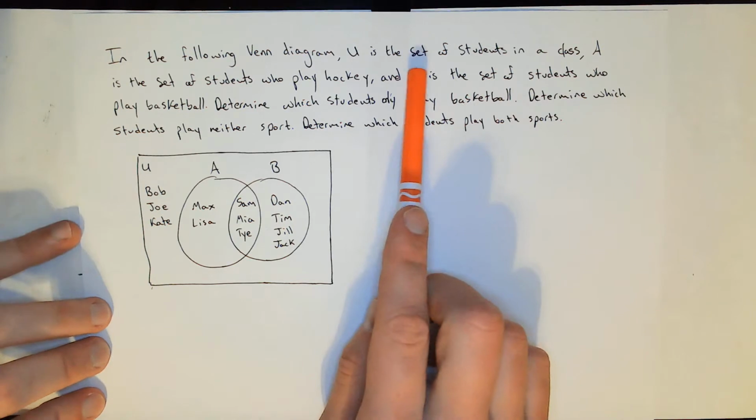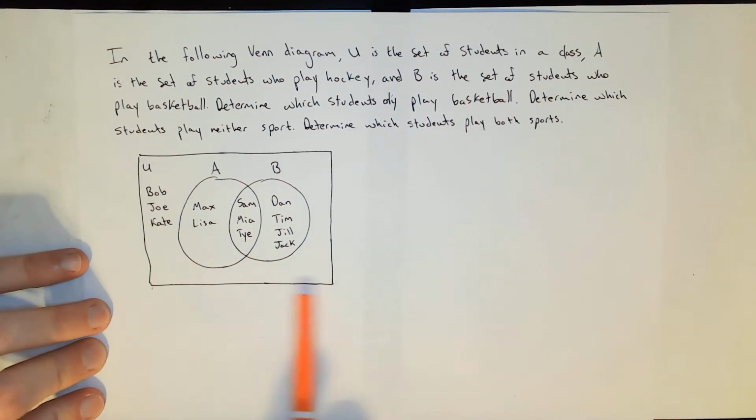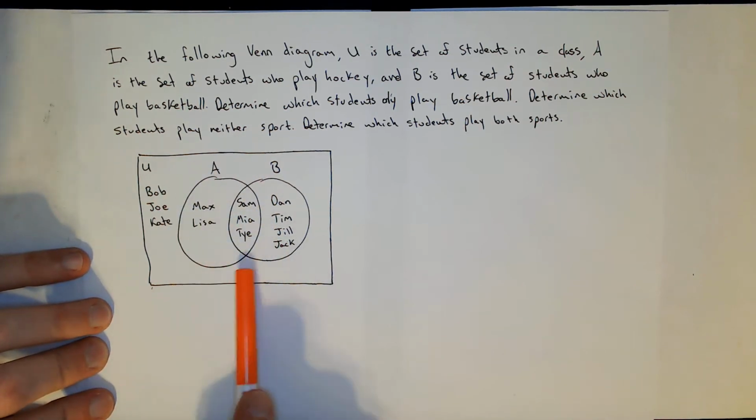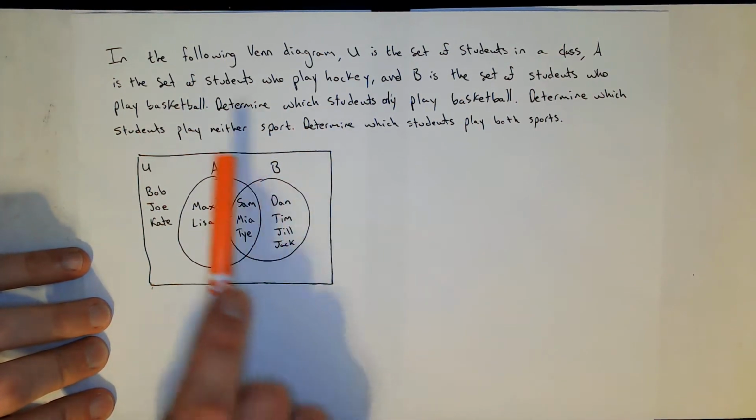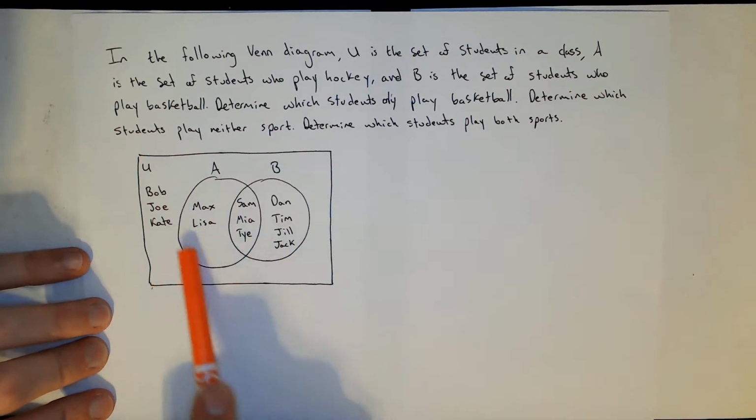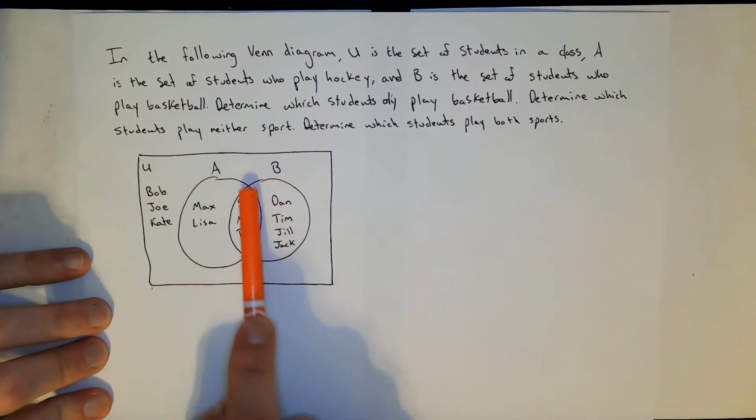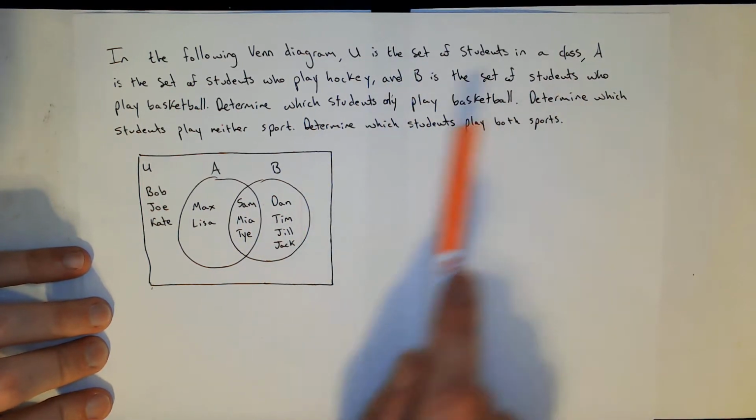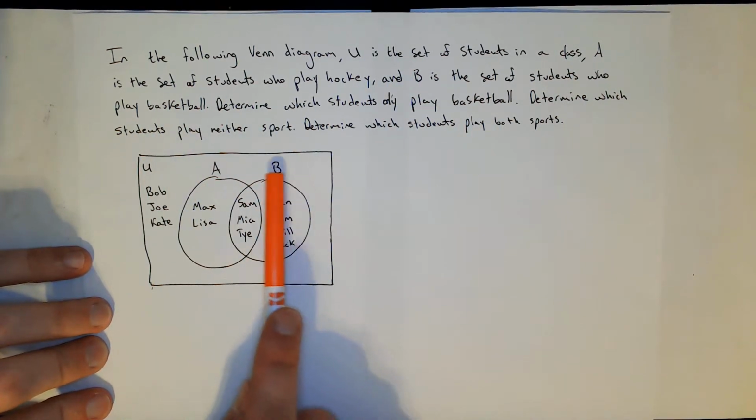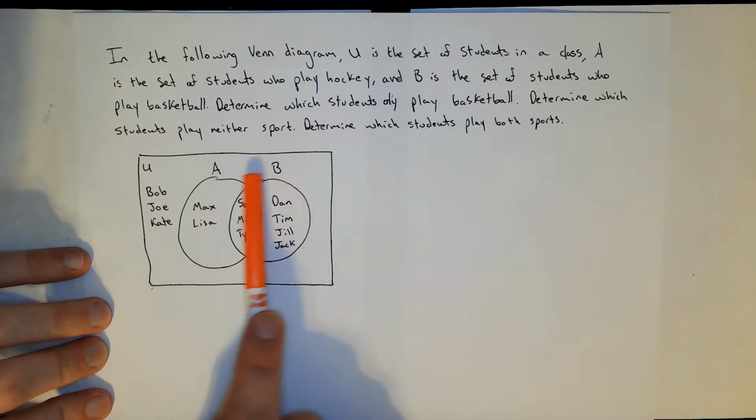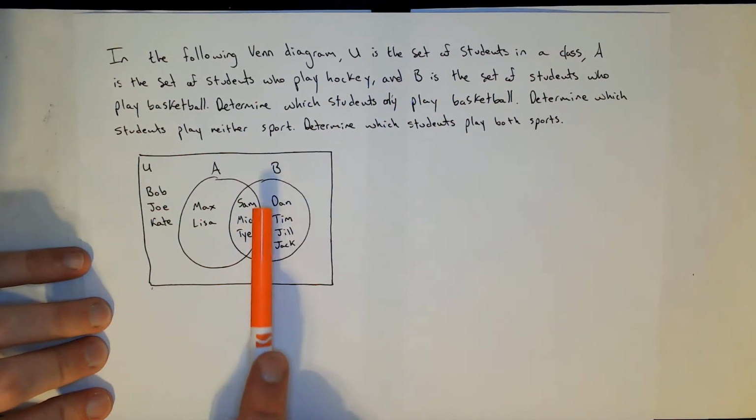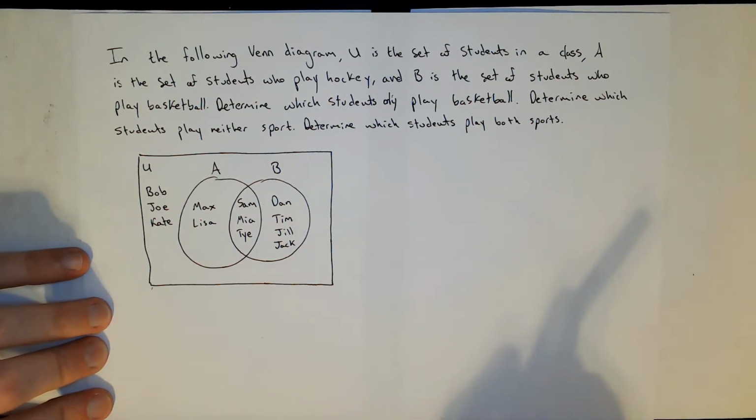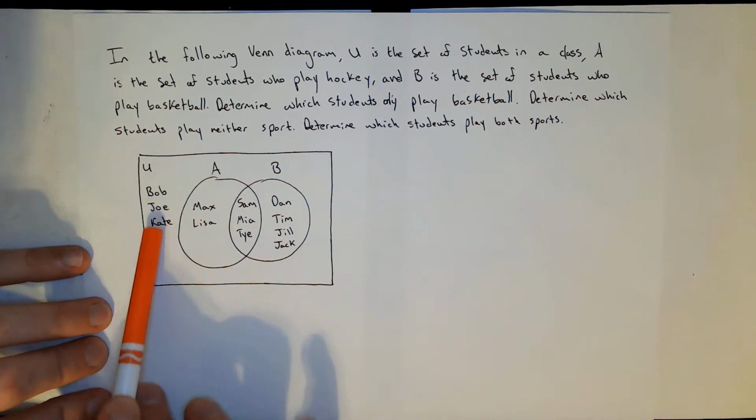So what is that universal set? It's the set of students in a class. So this rectangle represents the class. Then they've been further classified into sets A and B. A is students who play hockey. So these 5 students over here play hockey: Max, Lisa, Sam, Mia, and Ty. Set B is the set of students who play basketball. So we've got 8 students who play basketball: Sam, Mia, Ty, Dan, Tim, Jill, and Jack. And then we have 3 out here who don't play either of these sports.